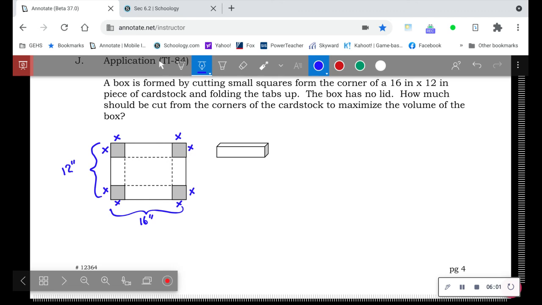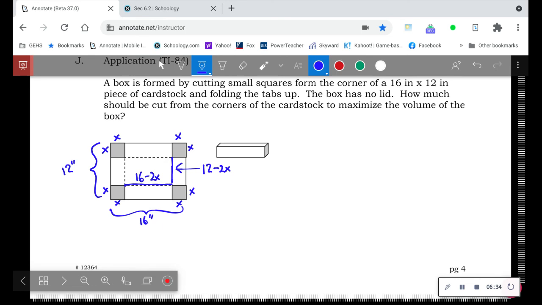And then this section here to here is the full length minus an x off each end. So that'll be 16 minus 2x. And a similar argument works in the vertical direction. So if the whole height of this cardboard is 12 and you take off x off that end and another x off that end, you now have 12 with 2 x's taken off.